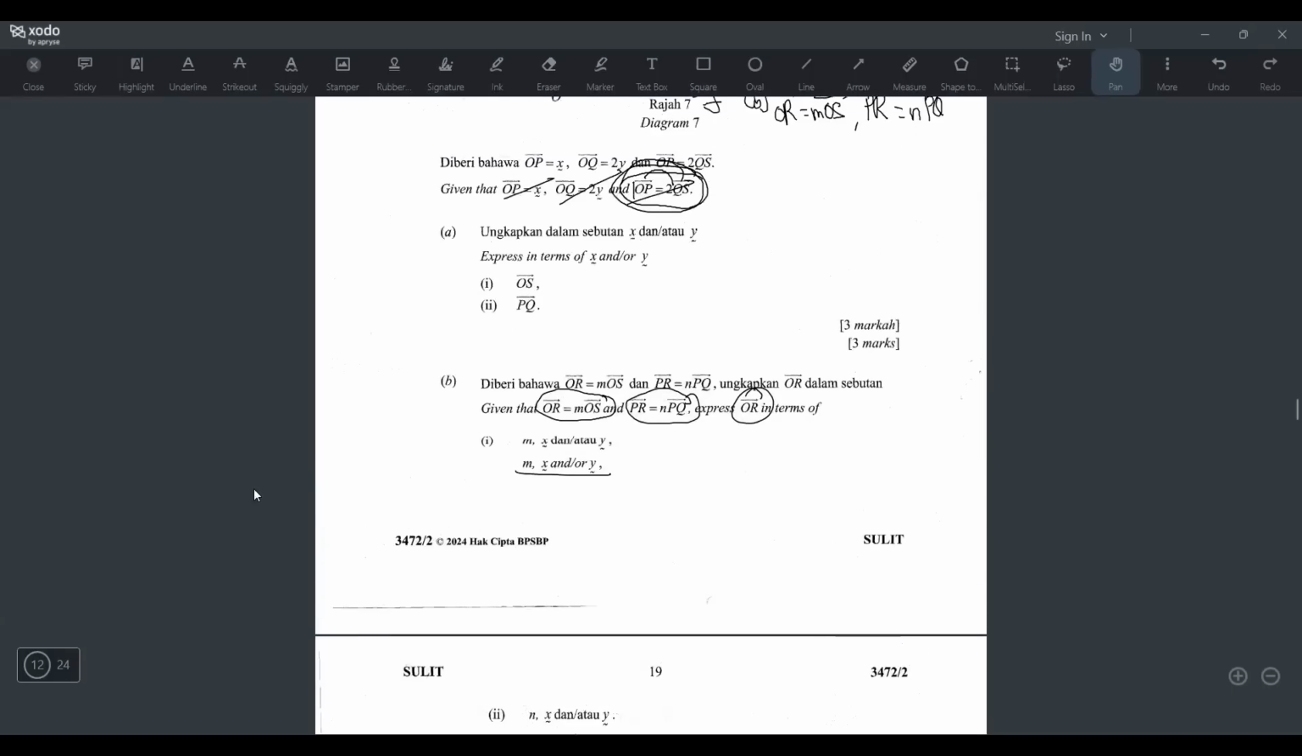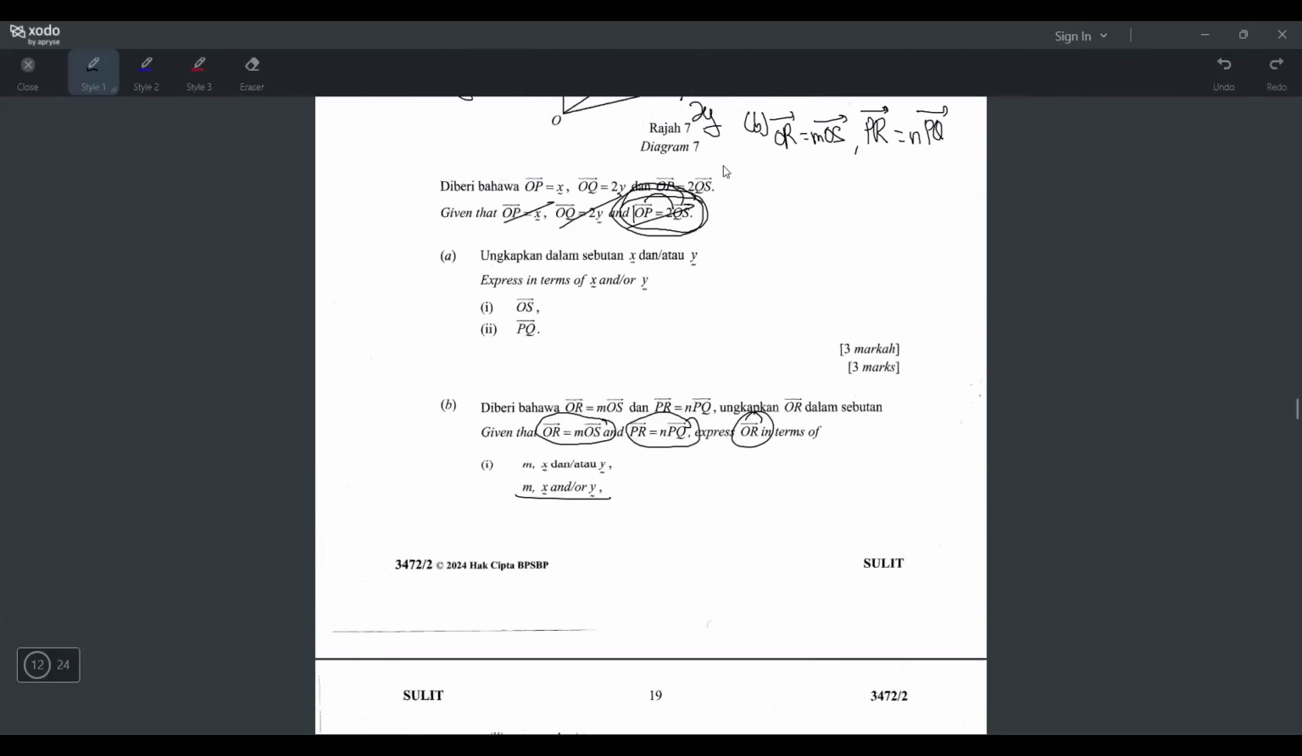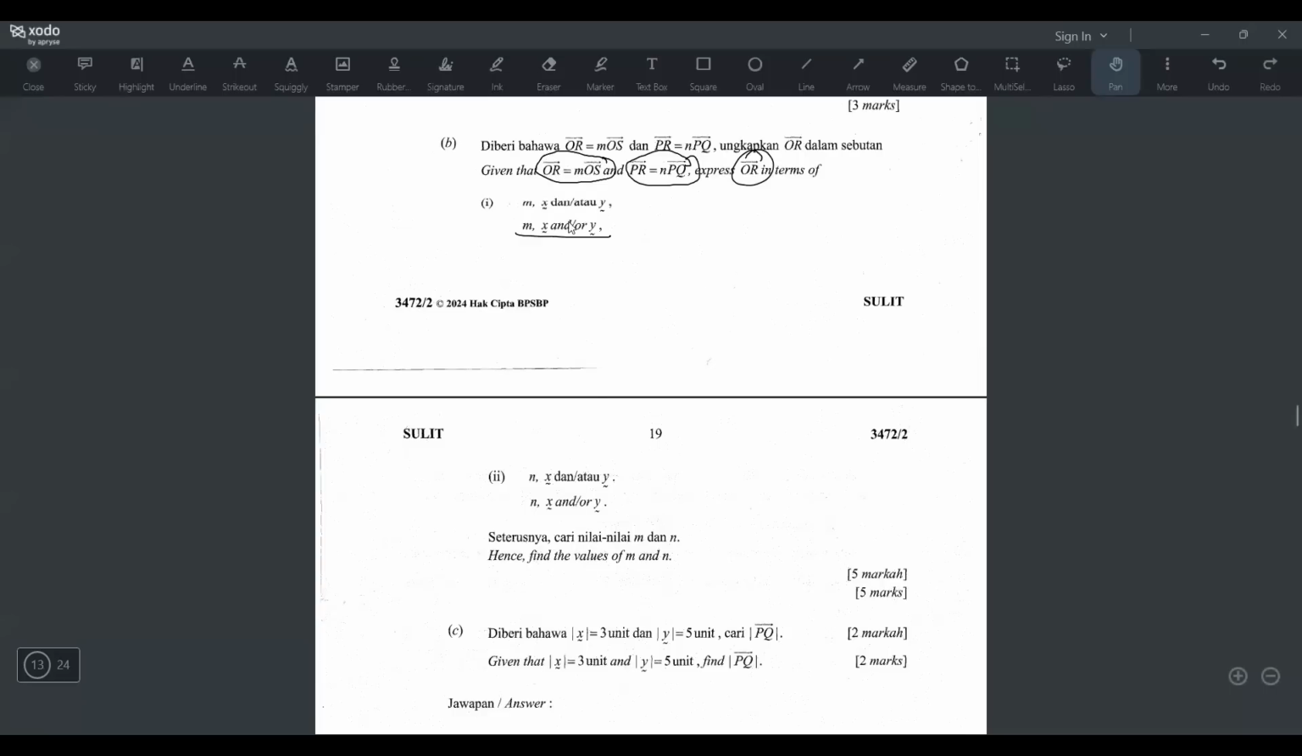Okay, boleh. So ada dua soalan, question 1 and question 2. Question 2 dia suruh cari OR. But question number 2 also find OR. Express OR. Number 1 they want to find in terms of m, x, y. Number 2 in terms of n, x, y. But you are finding the same thing. You are finding vector OR. So number B1 cari vector OR. Number B2 pun cari vector OR. It's just that number 1 you have to in terms of m. This one in terms of n.